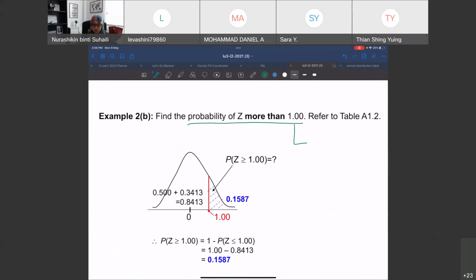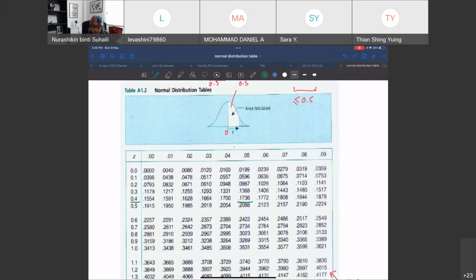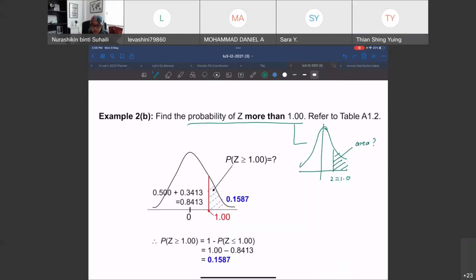If you want to sketch this one, it belongs to this region, isn't it? If z equals 1, then more than 1 should be this area. So this is the area that you are looking for. Now, the table says the area is given from 0 to whatever the z value is. So in order to find this area, let's name it area B, you cannot go straight forward. You have to find first the whole area, which you know is 0.5. So you have to subtract area A from 0.5.